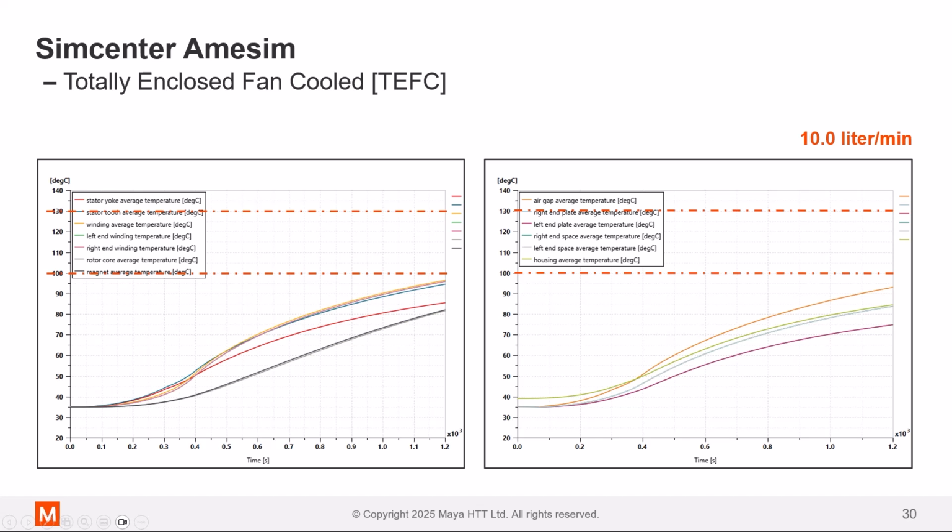Our second flow rate is 10 liters per minute. And although the temperatures for each component are reduced more than the first flow rate, and they're all below 100 degrees C, they have still not reached an acceptable temperature. And further, they're not trending towards stabilized temperatures, and the vehicle's motor would be in danger of overheating during the drive cycle or with any extensions beyond the drive cycle.